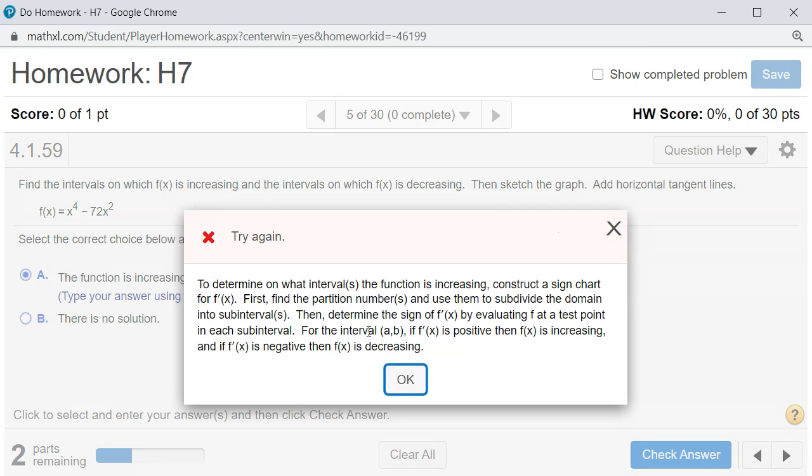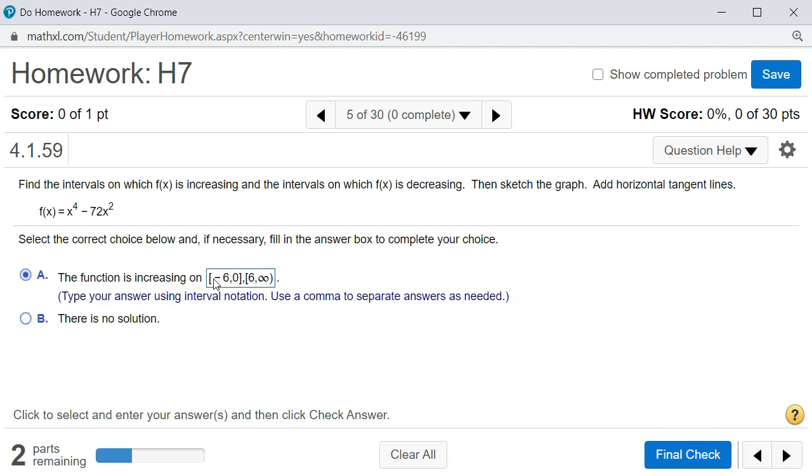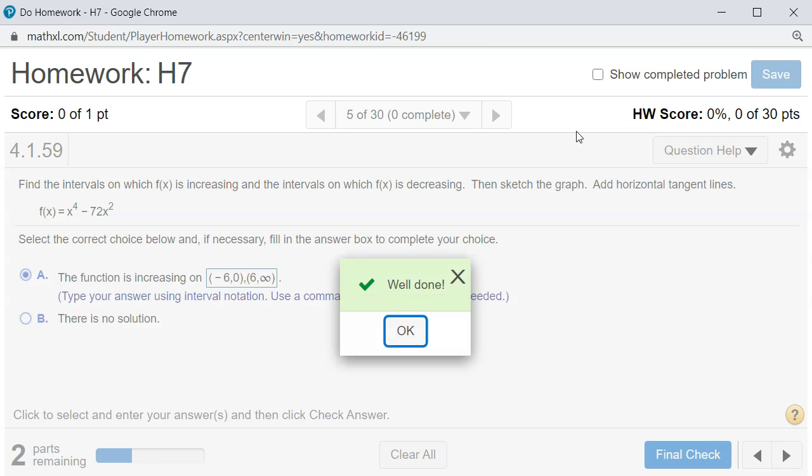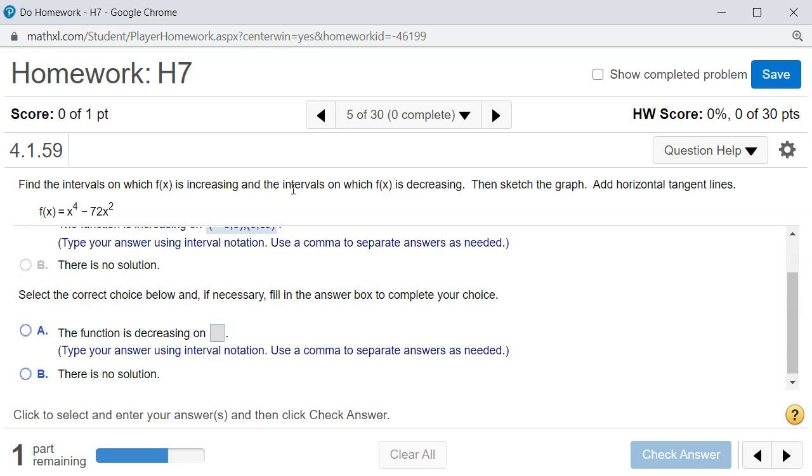It looks like it doesn't like this answer. Let's try this. For the heck of it, I'm going to put parentheses, and I can assure you that the square bracket is actually the more correct answer, but the system might not get that. Let's check the answer. So that was it. They're looking for an open interval, which they're not actually stating. They really should state that. But anyway, we got that.